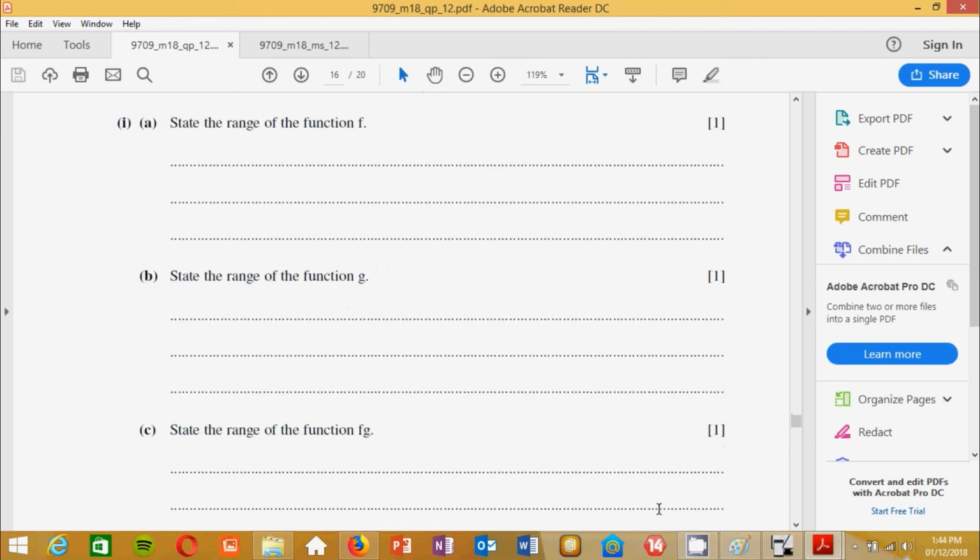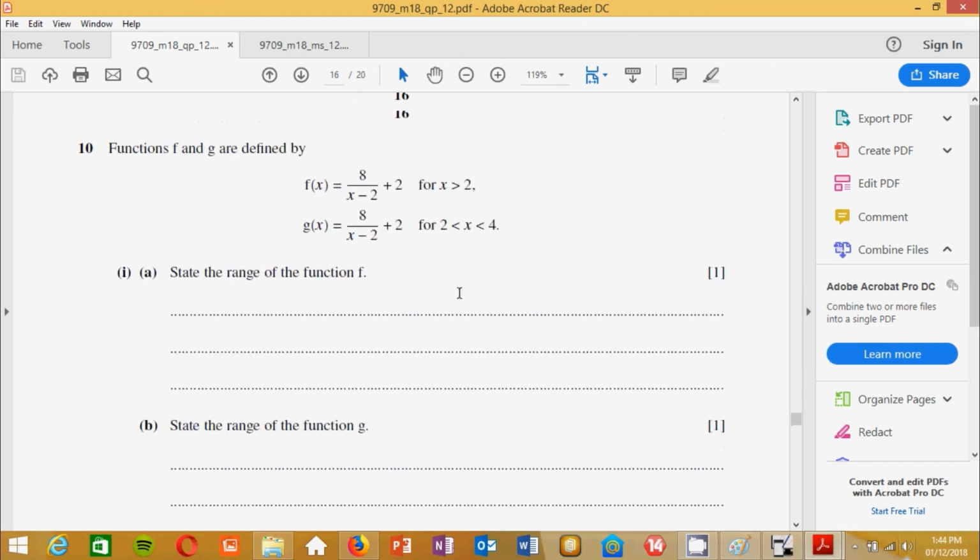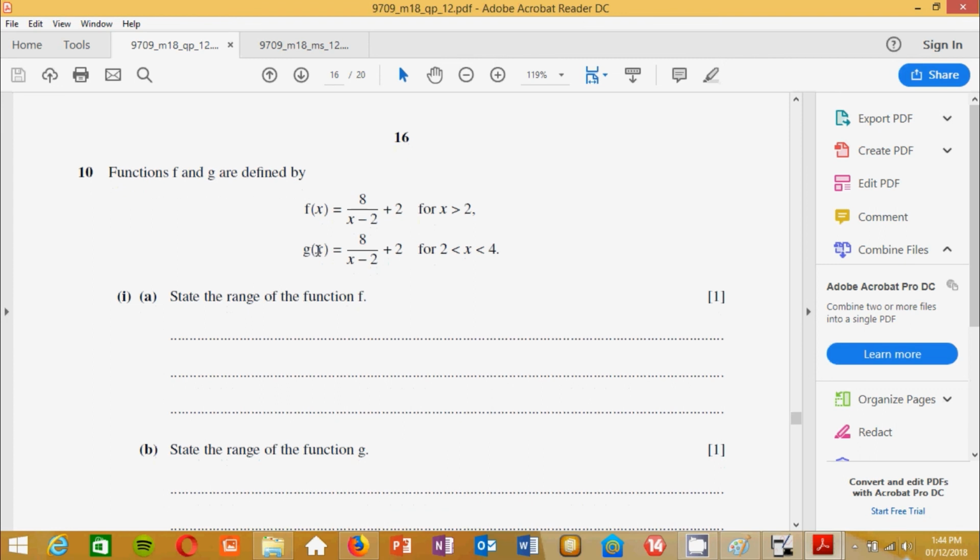In the next video, we're going to be looking at the range of the function g of x. So until next time.